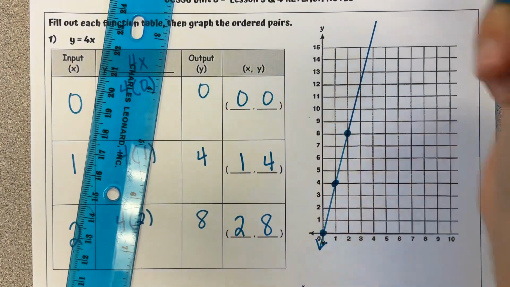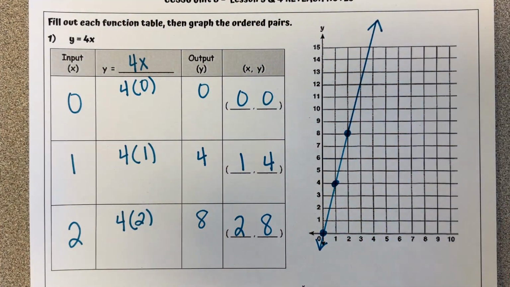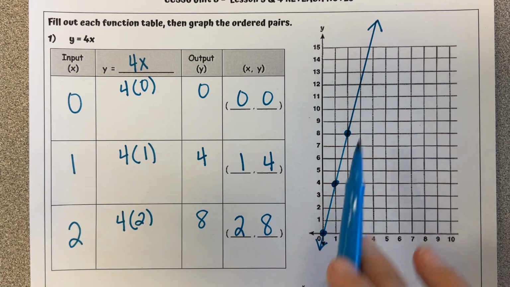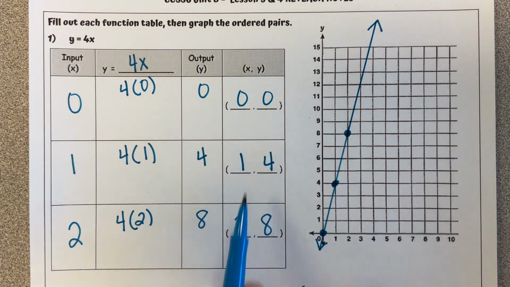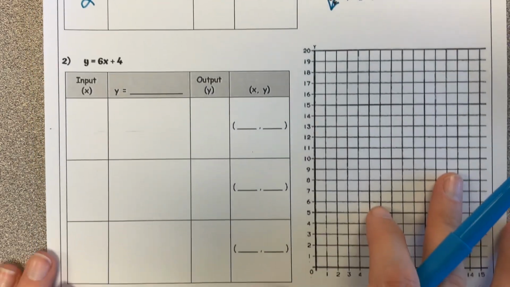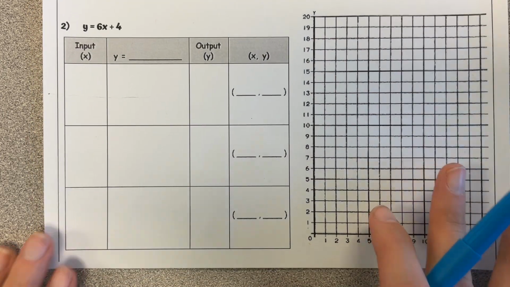I'm going to draw an arrow on both ends to show that it continues on forever. If these didn't connect in a straight line, you must have plotted one of these wrong, because we're only looking at linear equations. Let's try another one.